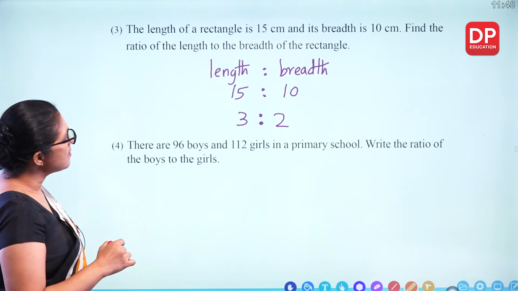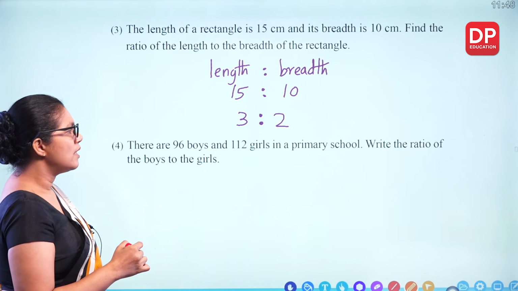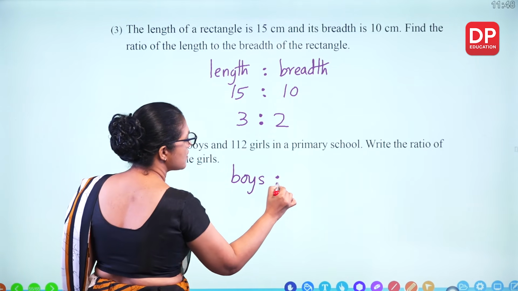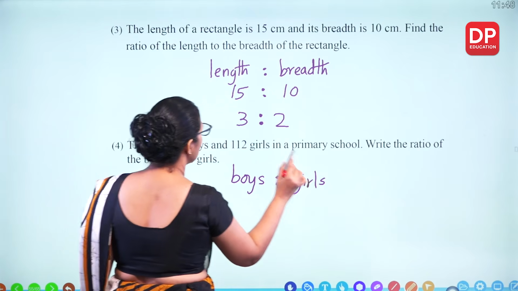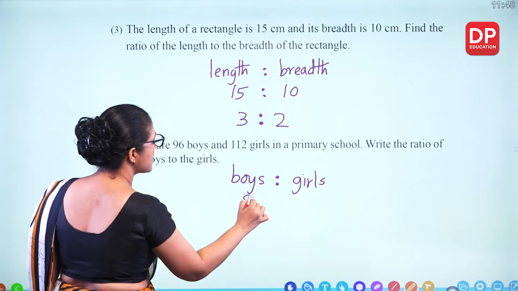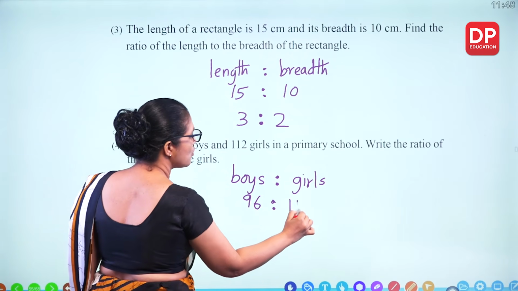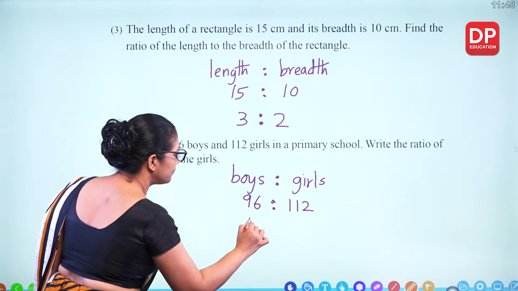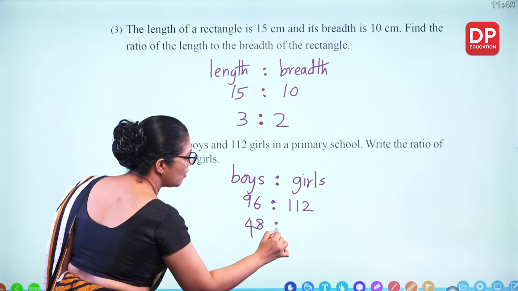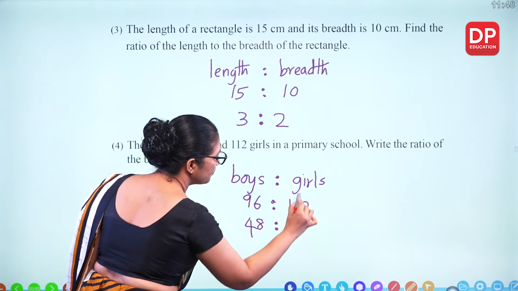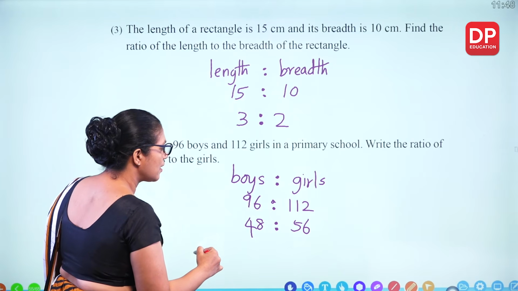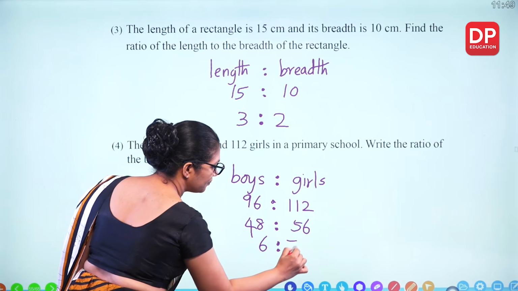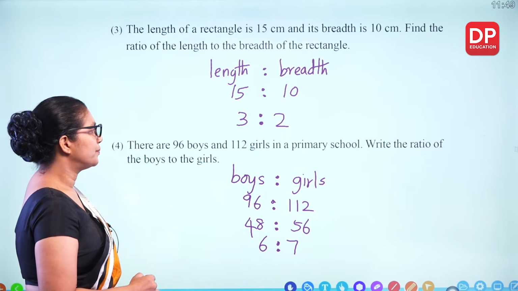There are 96 boys and 112 girls in a primary school. Write the ratio of the boys to girls. Boys to girls ratio. So how many boys? 96. How many girls? 112. Can we simplify? Divide by 2 first. And here also divide by 2. You can divide by 8. So 6 to 7 ratio.